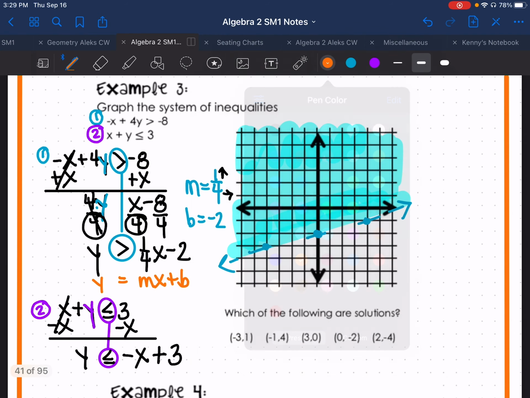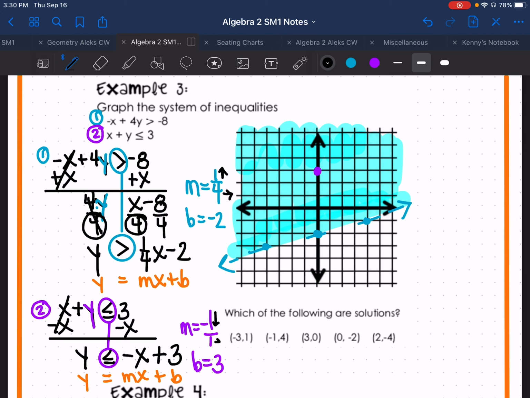Remember, this is what's helping me decide what my slope is and what my y-intercept is. My slope is going to be, of course, -1. Remember, whenever it's a whole number, I simply put it over 1 to make it a fraction, and my y-intercept is going to be 3. So I'm going to start at +3 right there on the y-axis, and I'm going to go down 1.